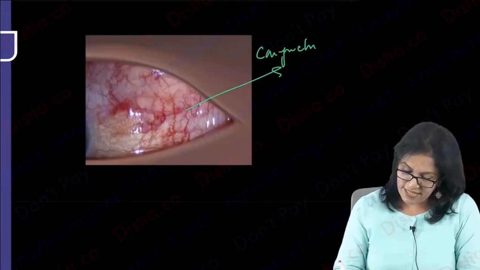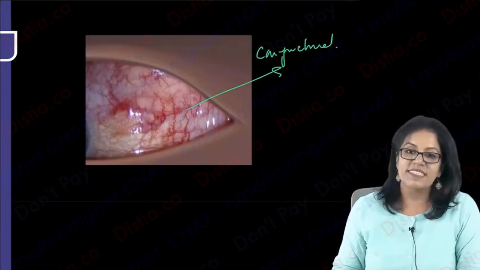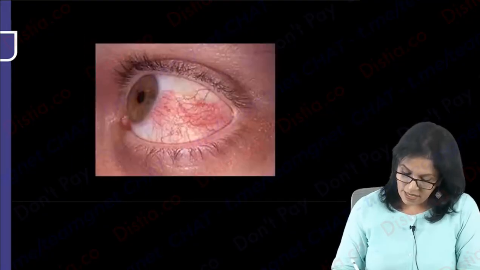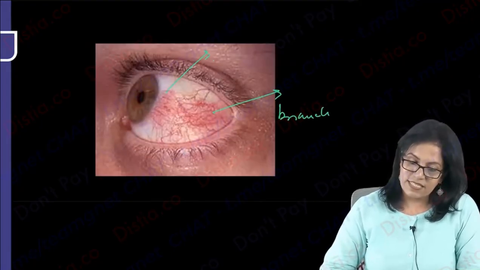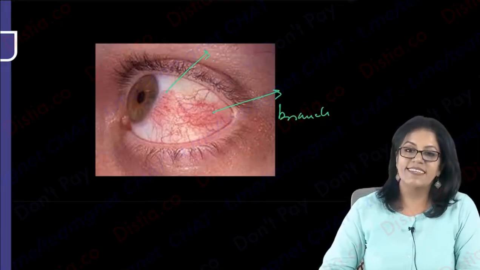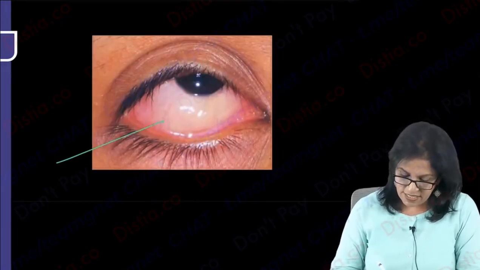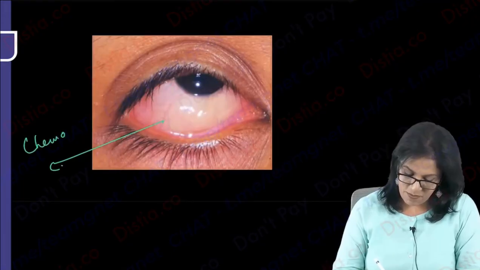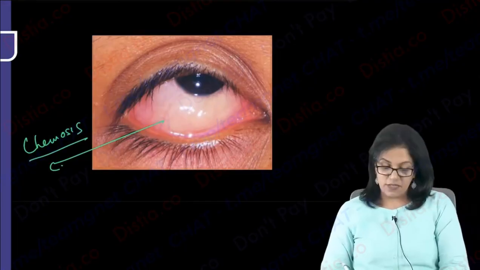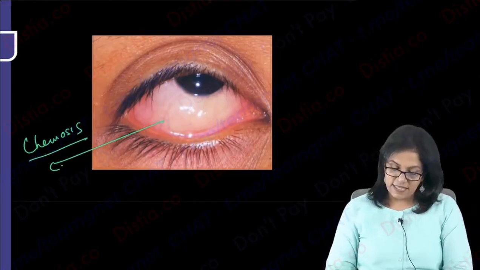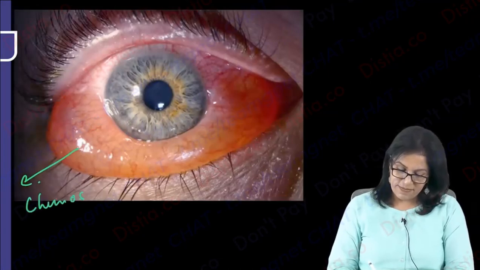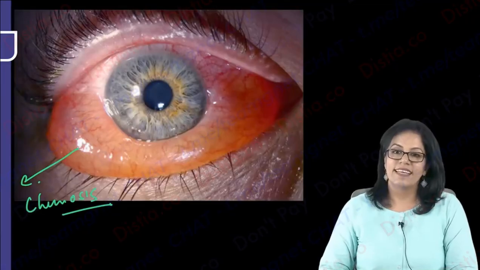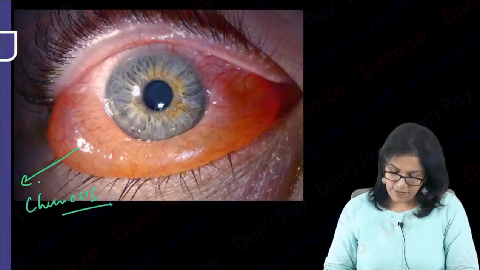Can you all appreciate this one? So these are all the branched blood vessels that are seen. The same, this is more branched. And if you look here, these are straighter, isn't it? So these more straight ones are ciliary congestion. And this is edema of the conjunctiva, which we call chemosis, and can be very severe also, as you see in this case. This is also congested conjunctiva with chemosis, right?